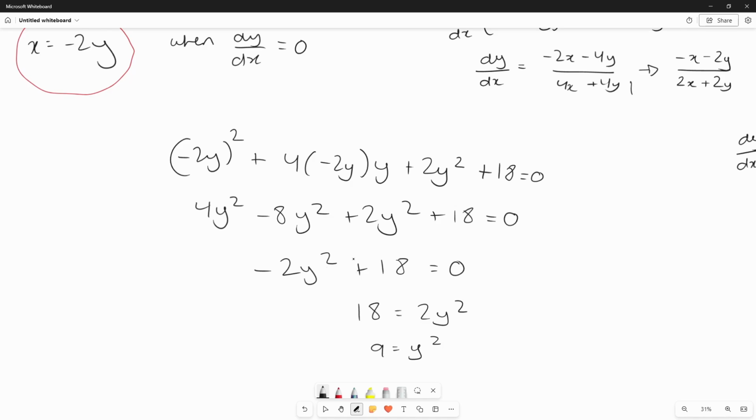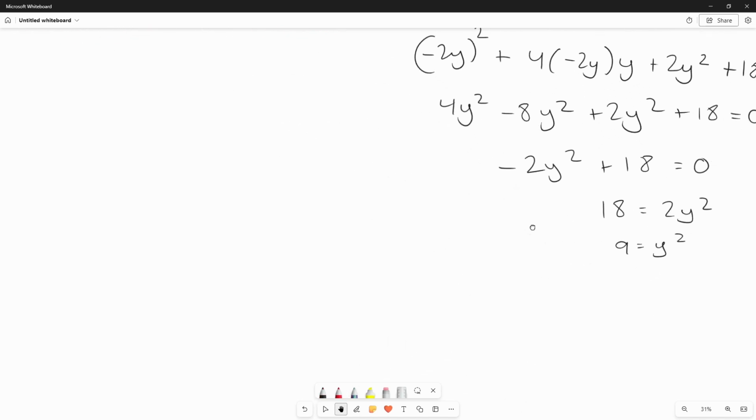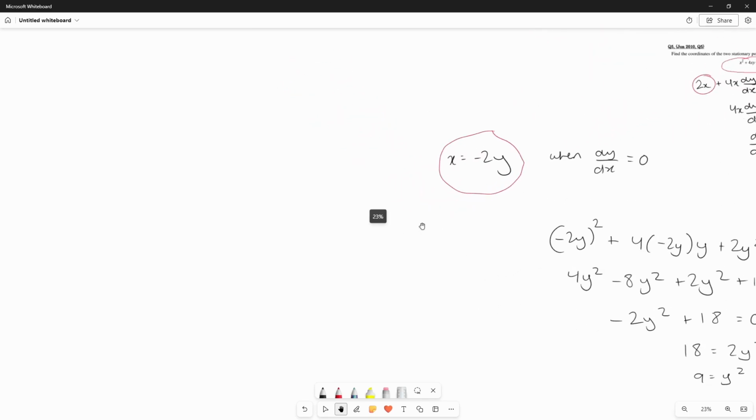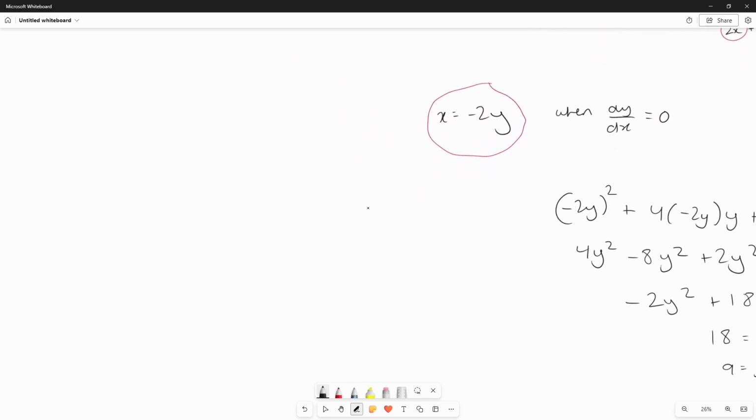And that's quite nice because the square root gives plus or minus root 9 equals y. Therefore, y equals plus or minus 3. So now we know that y equals plus or minus 3, we can substitute that into our equation over here to find the corresponding x value. So when y equals 3, x equals minus 2 lots of 3, which equals minus 6. So one stationary point will be minus 6, 3.